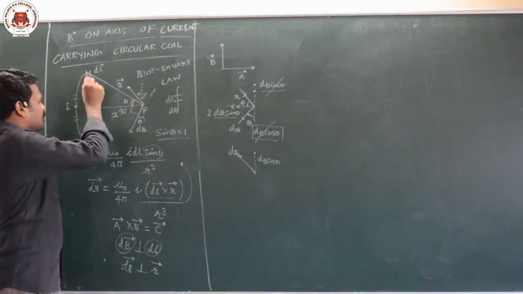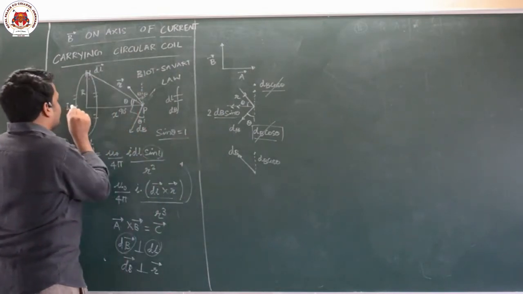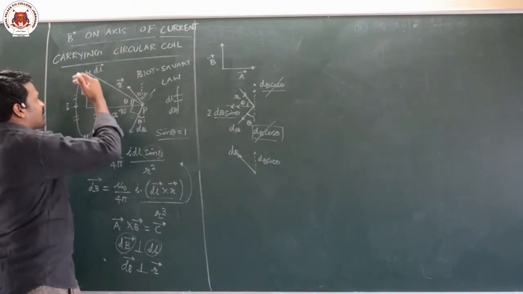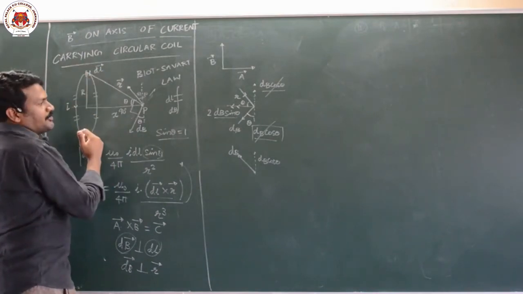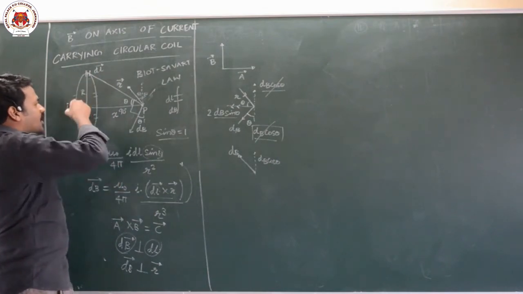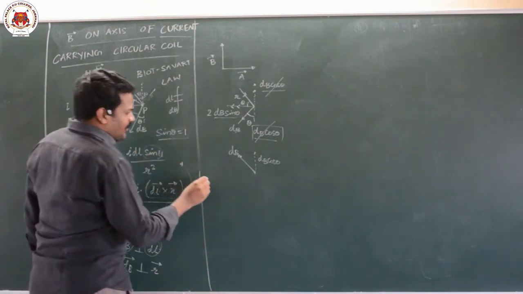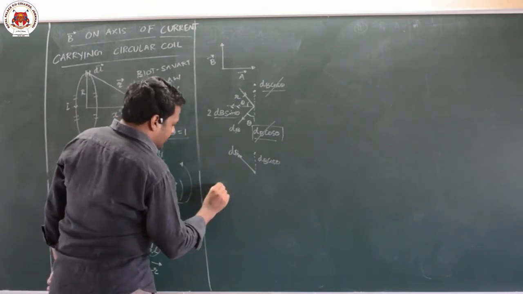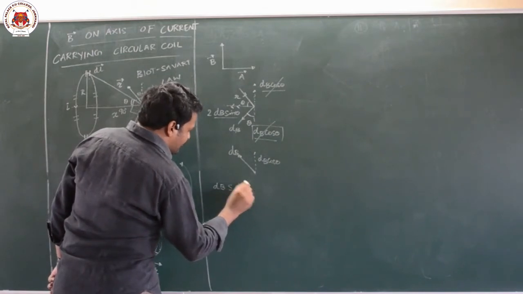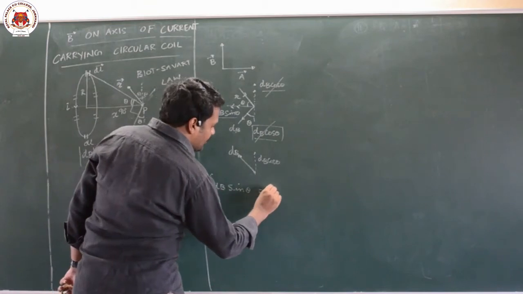If you are taking two elements, integration you should do for half of the circle. Why? Because here two elements are selected. When you are taking this, this is also added. So why are we taking dl here? In order to add the small elements and get the final answer. So the net magnetic field is not dB here, it is dB sin theta. This you have to integrate to get the total magnetic field.